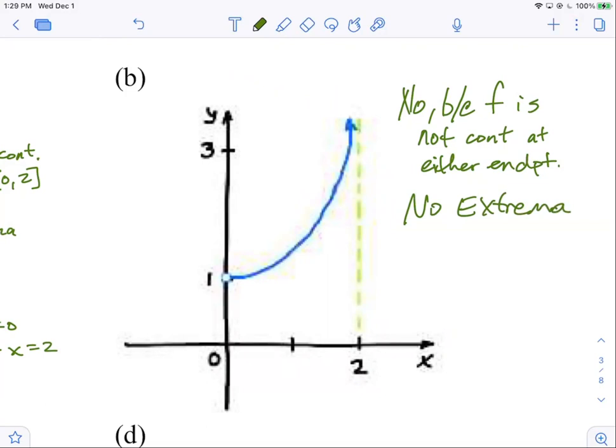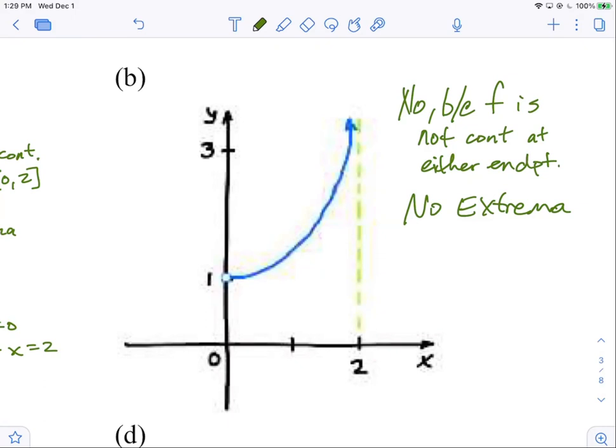Does this function have any critical values? No, none at all. Are the endpoints critical values this time? They're not, because they're not in the domain. So the endpoints aren't even critical values. Do we have any places on the interior where there's a horizontal tangent or a sharp turn or a discontinuity? No. So no critical values.